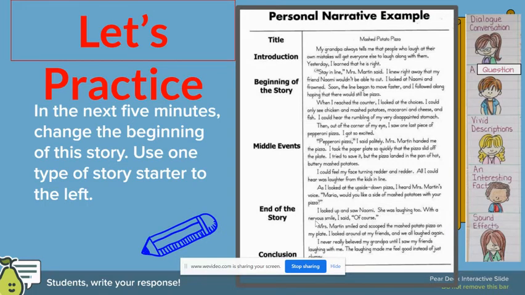What I want you to do is change the beginning of this story. Use one different type of story starter to the left. So maybe you want to start with a question. Maybe you want to start with a description or an interesting fact or a sound effect. On this slide where it says students write your response, please make sure that you do write a response. I check them, so I want to see if you're understanding the lesson.